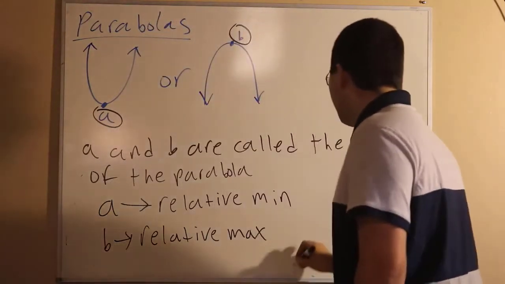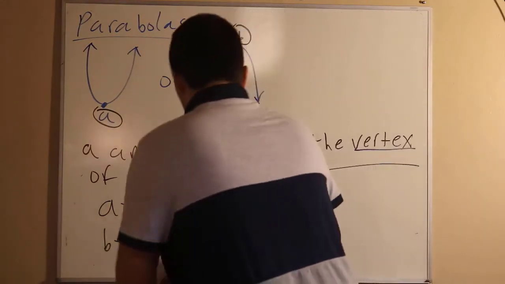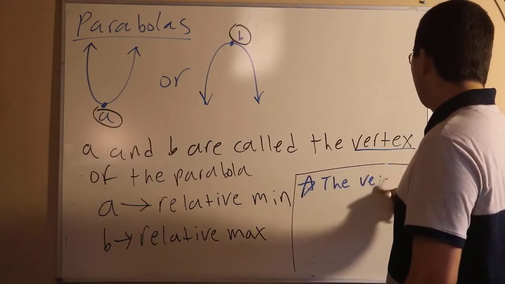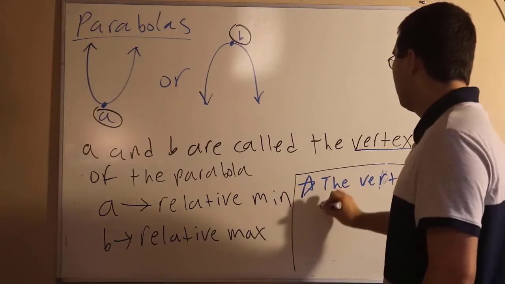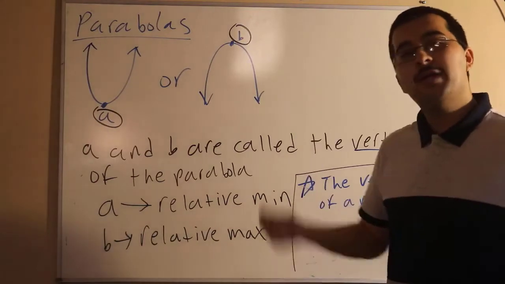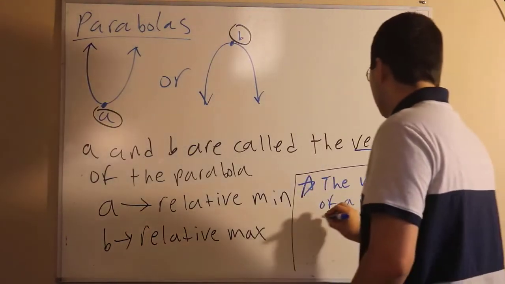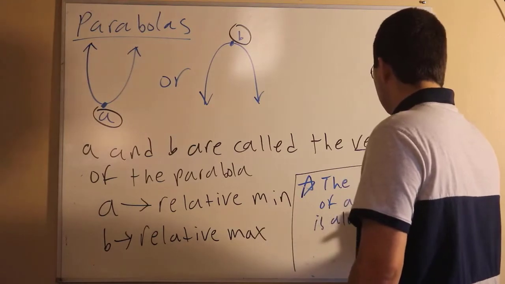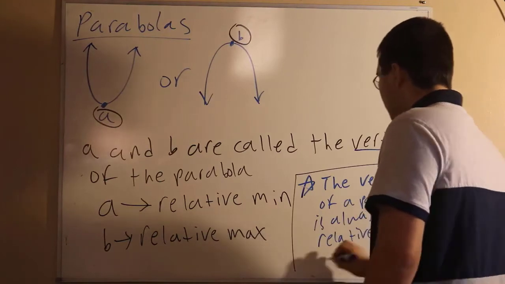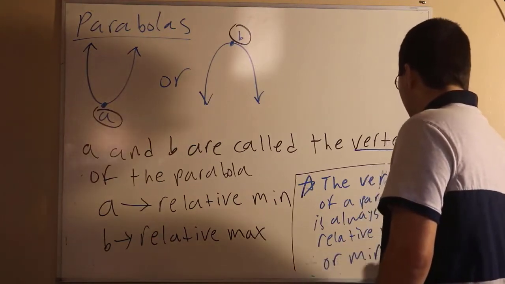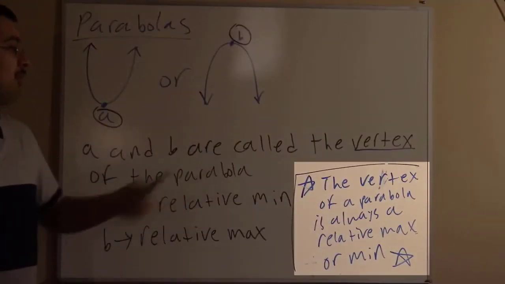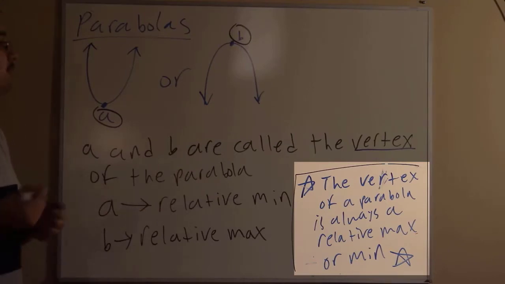So a nice little key point right there is that the vertex of a parabola is always a relative max or min. Right? That's going to be a key point for today. That's going to be following us. That point right there is something we're going to be using a lot throughout today. So, there you are.